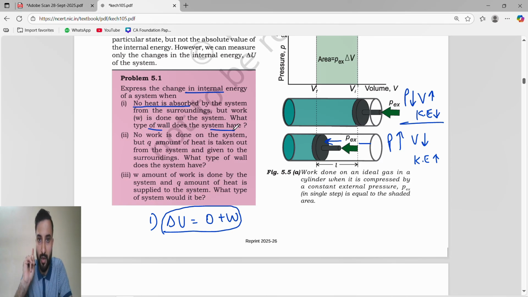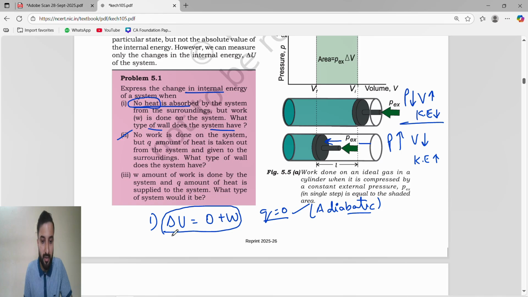Now they asked what type of wall the system has. We have studied two walls, adiabatic wall and diathermic wall. Here there is no heat transfer. Who will not allow the heat to transfer? The adiabatic wall will not allow heat to transfer. So if heat is zero, in the first condition it is an adiabatic wall.